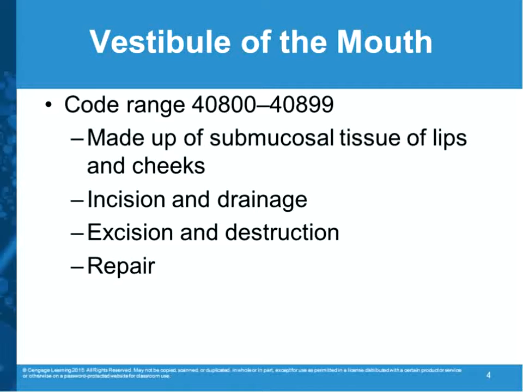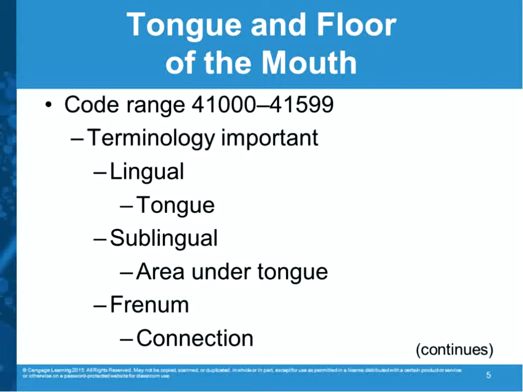Okay. Now, from your vestibule, if you flip over in your coding manual, it takes you to the tongue and floor of the mouth. That's on your code 41000, and that's your incision section. In your textbook, it tells you you need to be familiar with the terms lingual and sublingual, because if you're looking in your coding manual, you see the usage of that term under that tongue and floor section. So lingual means tongue, sublingual means under the tongue, all right? And then frenum, we just made reference to that term, and that is that connection between the tongue and the floor of the mouth.